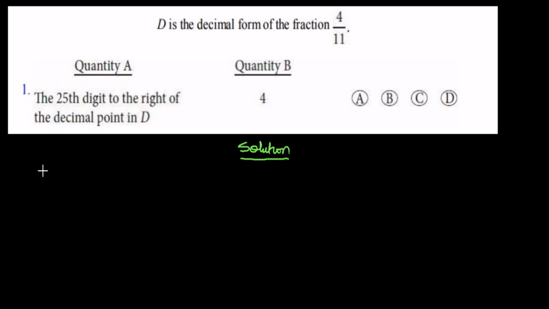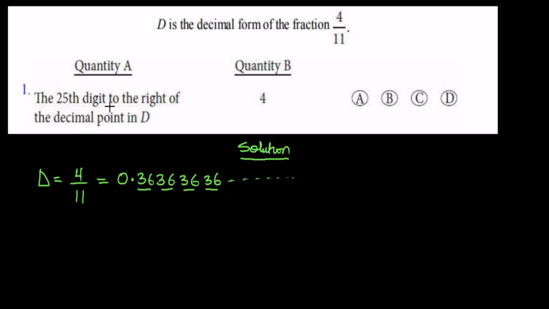Now, first thing is for us to write what D represents. So D basically is 4/11. So we need to write this in decimal form. 4/11 will give us 0.3636, and it's a continuous 36. So we call this a repeated decimal. Repeated decimal in the sense that 36 repeats itself indefinitely.